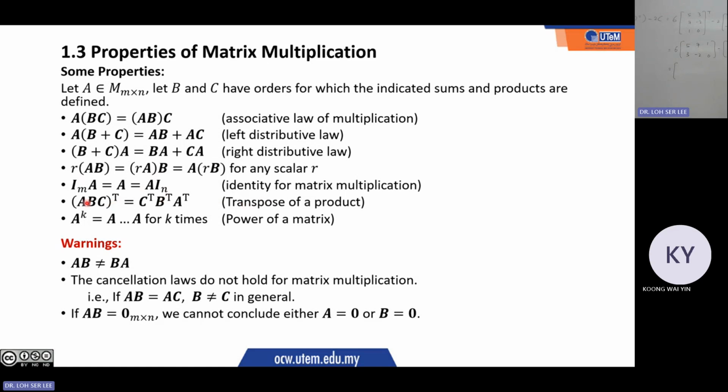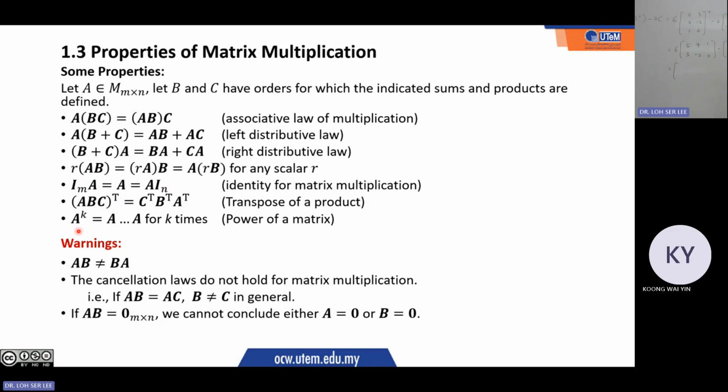This one is a bit special: transpose of a product. ABC transpose is equal to, you have to start from the last one, C transpose, B transpose, A transpose. So if you have ABCD transpose, it will be D transpose, C transpose, B transpose, A transpose. You have to follow the sequence, but in backwards order.